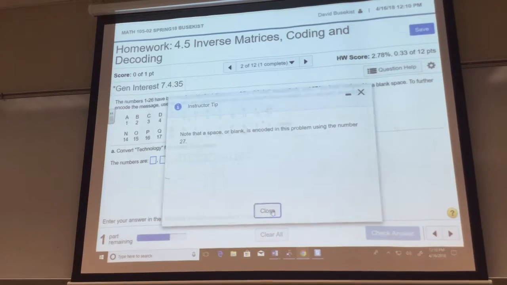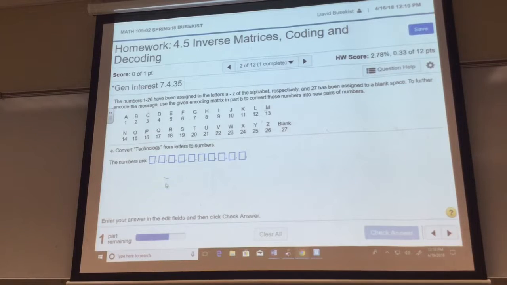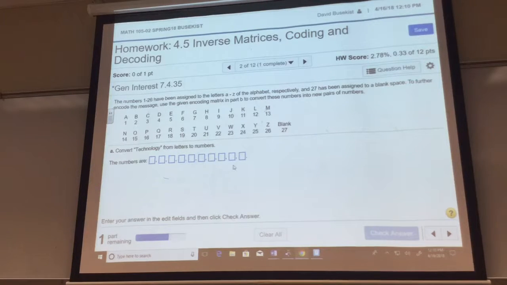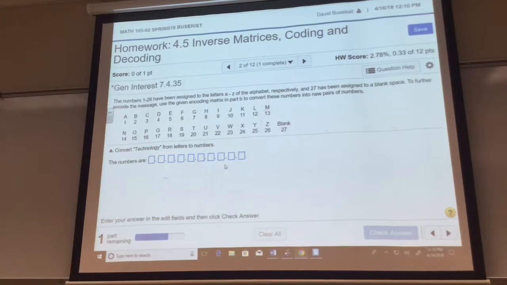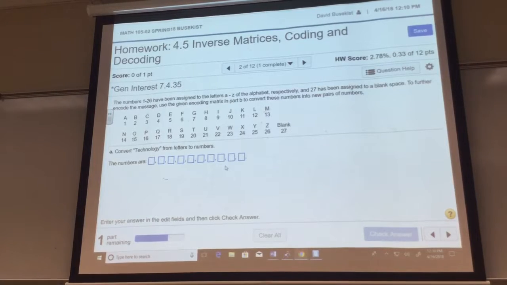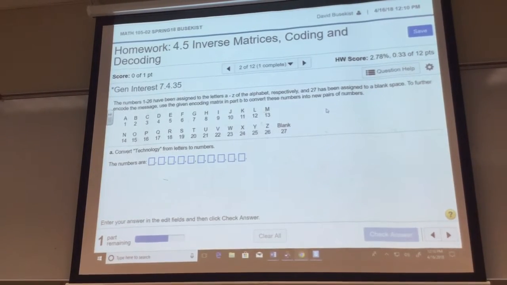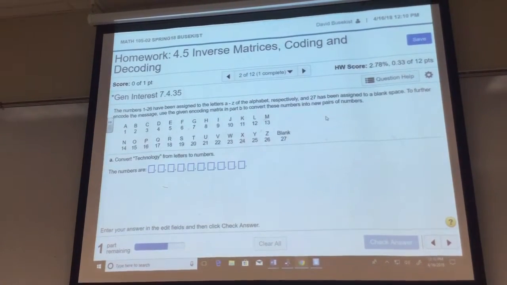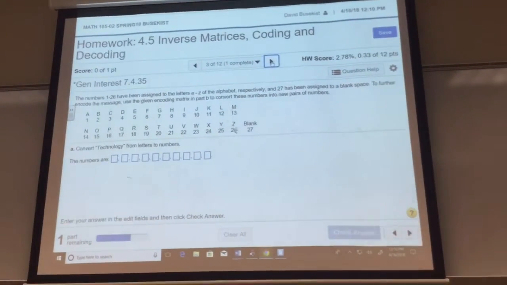So the second one, still using 27. Notice there's only 2 parts. Convert technology to numbers, so the first level of the translation. And the second part's probably going to be then a multiplication problem. They'll give you a coding matrix, and they'll say do the multiplication problem. Okay? But they're not having you decode here. You decoded one on the first one, but not on the second one.